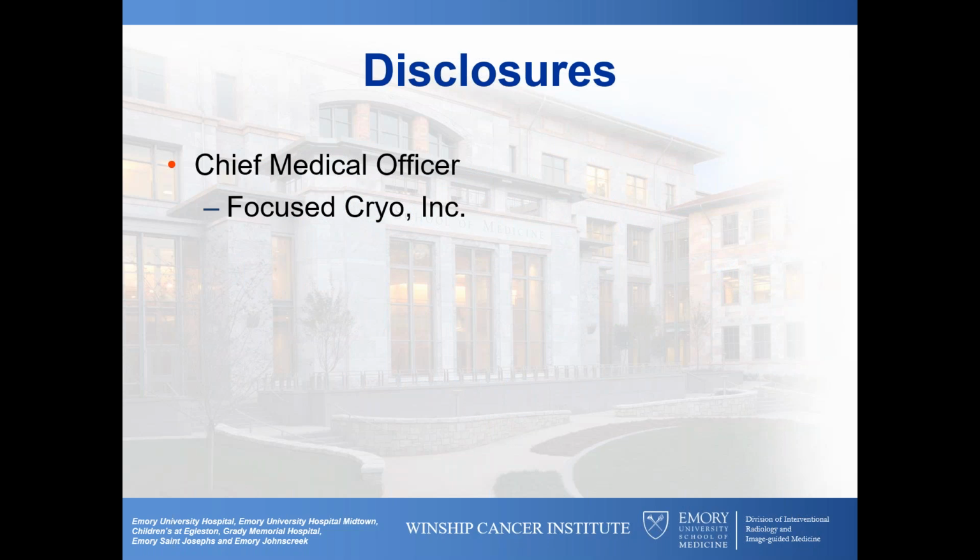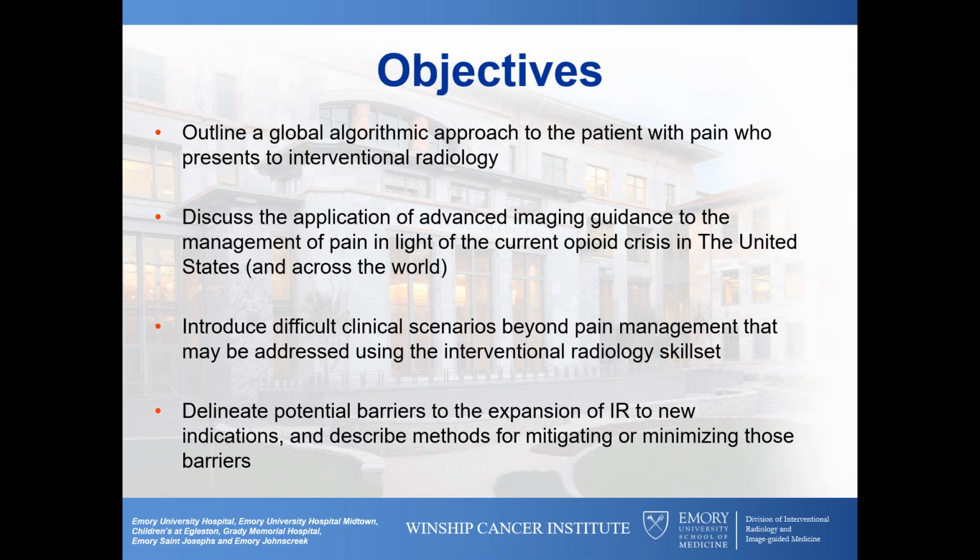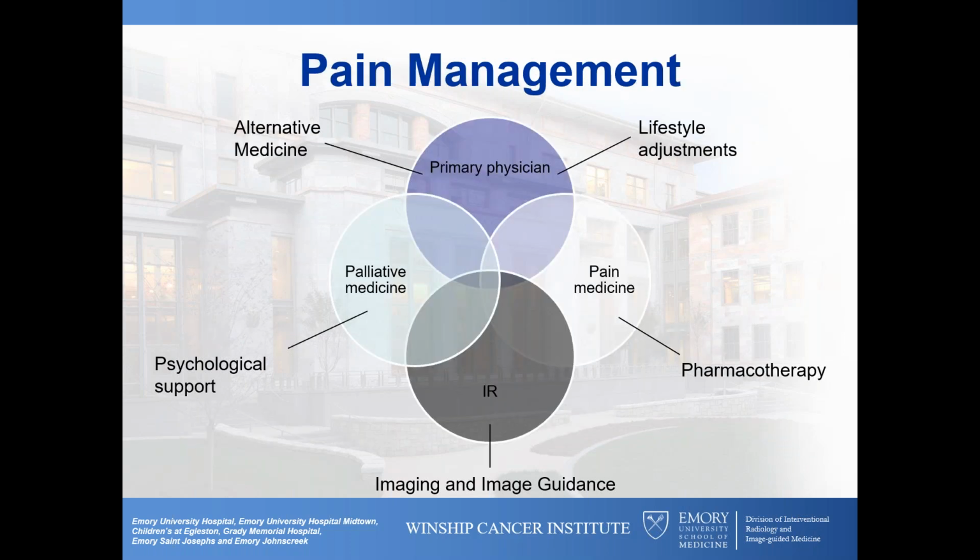The only disclosure I have now is a startup developing a cryoneurolysis device. And as I mentioned, we're going to outline a global algorithm that we can use for every patient who presents to us either on their own or through a referral mechanism, potentially benefiting from an interventional pain procedure done by an interventional radiologist. So where do we fit in?